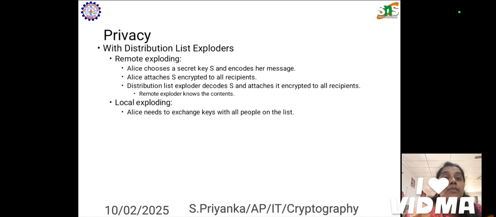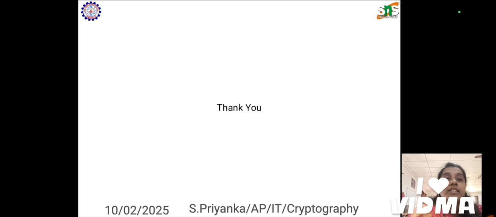In remote exploding, Alice chooses a secret key S and encrypts her message. Alice attaches S encrypted to the exploder. The distribution list exploder decrypts S and attaches it encrypted to all the recipients, so the exploder knows the content. Next is local exploding. Alice needs to exchange keys with all people on the list.